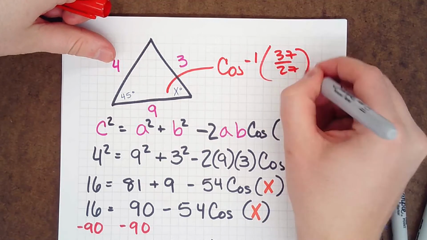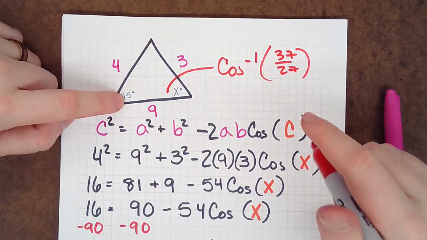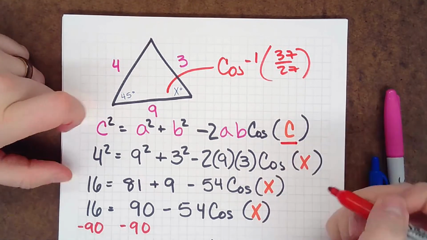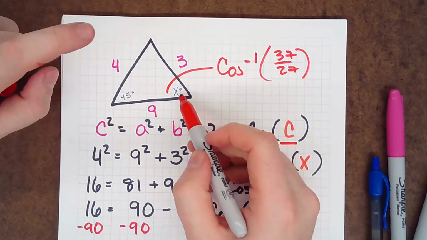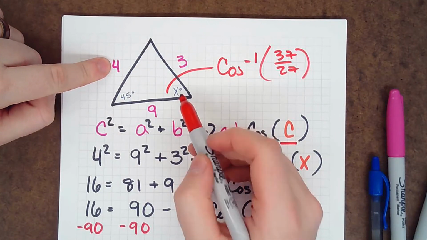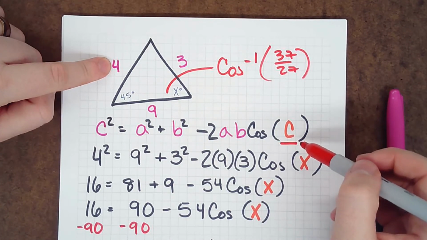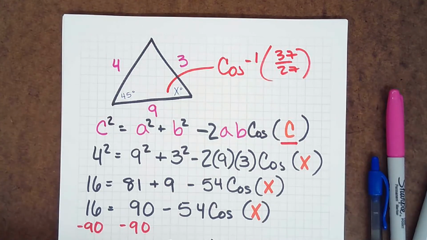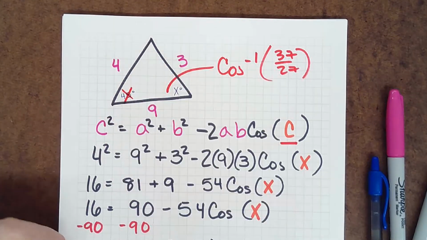And if you notice, we never really use this 45. And that's because we only have one spot to put our angle measure. And it's always going to be the angle associated with the angle that we're looking for, or the angle associated with the side that we're looking for. So this 45 was useless. Does not matter.